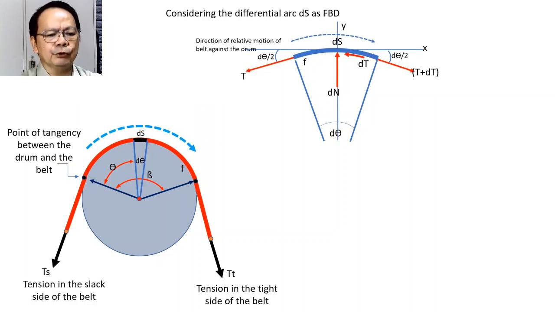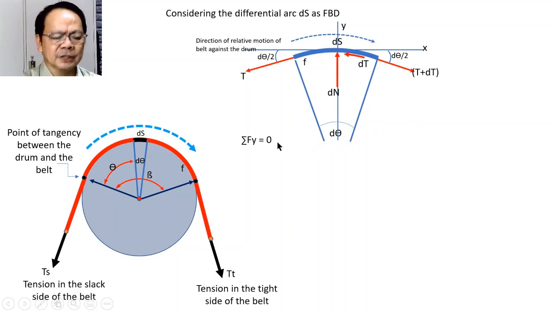Then if you're going to consider an axis perpendicular to this x-axis, or in the direction of the normal axis, it will be called the y-axis. Therefore, if we sum up forces in the y direction, we can solve for the relationship between dN and these tensions on the slack side as well as the angle theta. So the summation of forces along y gives us an equation, assuming that the upward direction is positive.